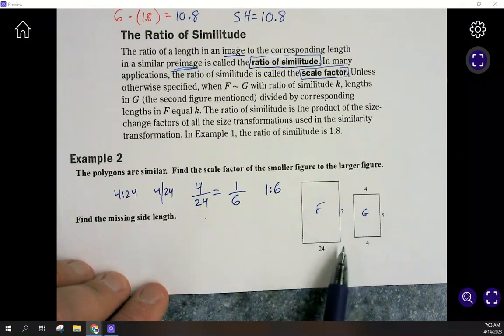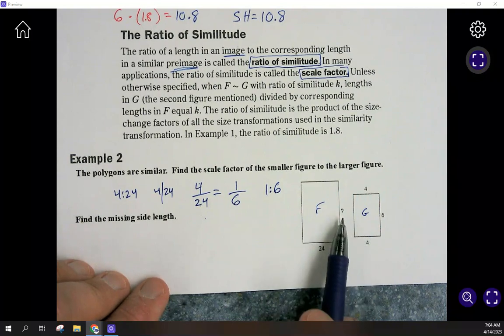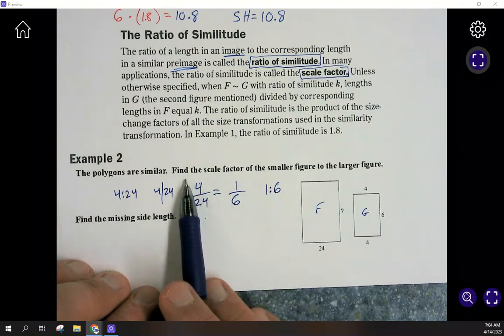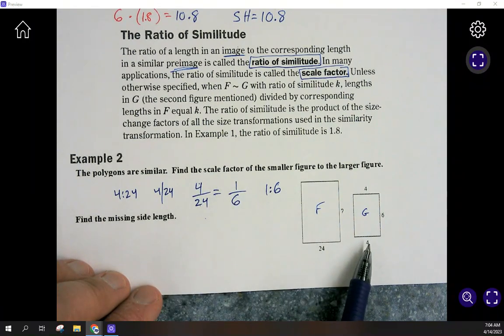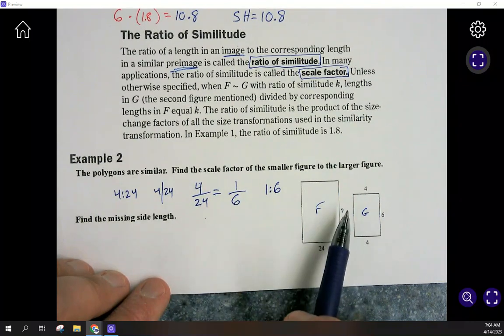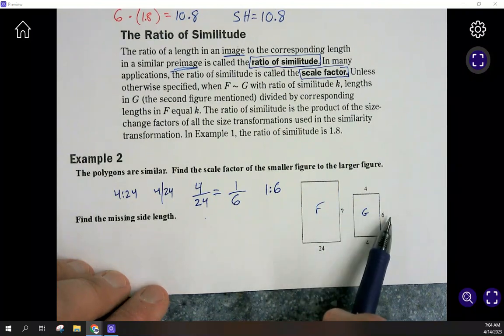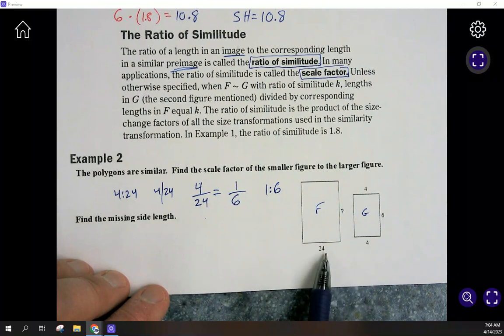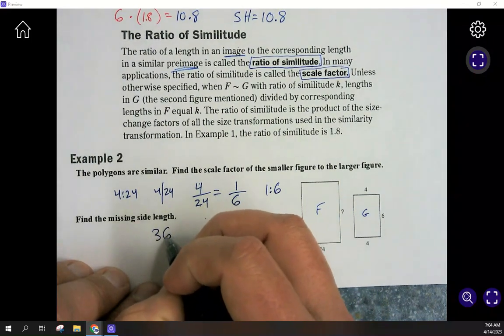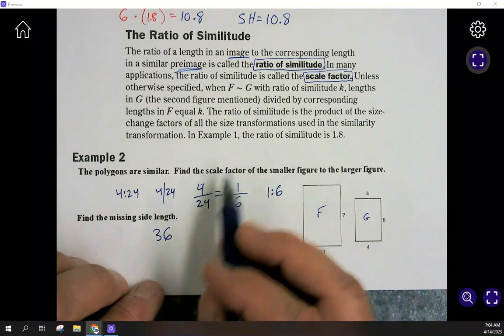Find the missing length. So we're missing this one. It's obviously going to be bigger than the corresponding side that it matches up with. So 24 compares to 4, the same way that this compares to 6. So you can go ahead and just use the scale factor here. I know that 24 divided by 6, 1/6 of it is 4. So if I divide this one by 6, what's it going to match up with here? And I can also go back the other direction. 4 times 6 gave me 24. So 6 times 6 is going to give me 36.